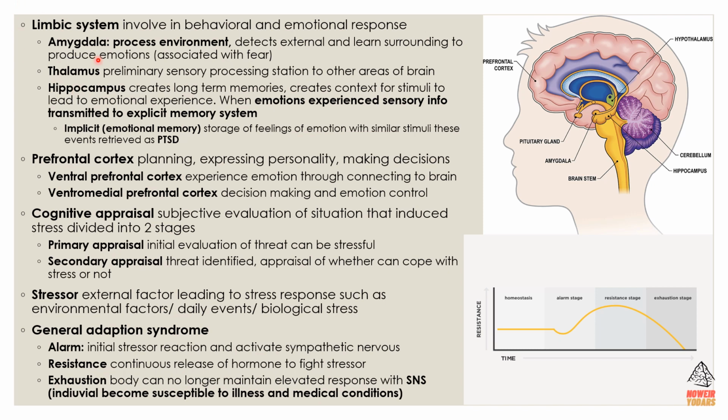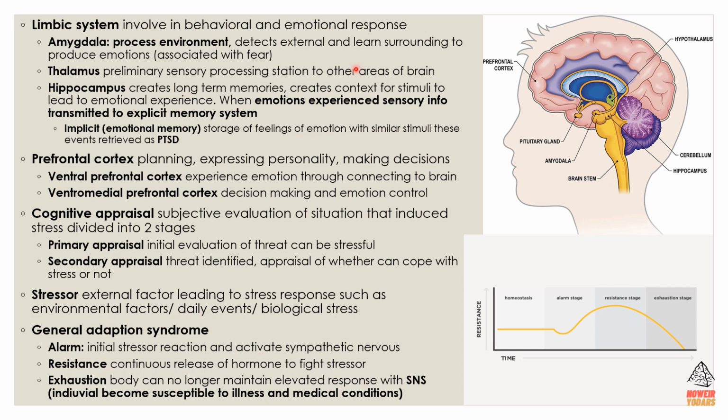so the limbic system is involved in the behavioral and emotional response, and it consists of the amygdala, which processes the environment, detects external stimuli, and learns the surroundings to produce emotion, and it's associated with fear and also associated with anger. Next, you got the thalamus, my bad, which is the preliminary sensory processing station to other areas of the brain. Sensory information comes through it and then it redistributes it.